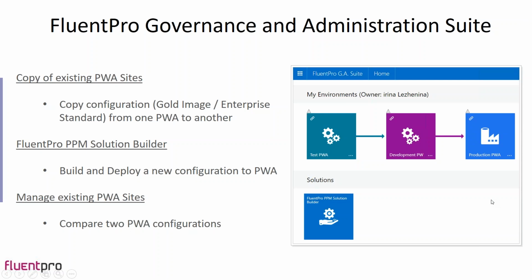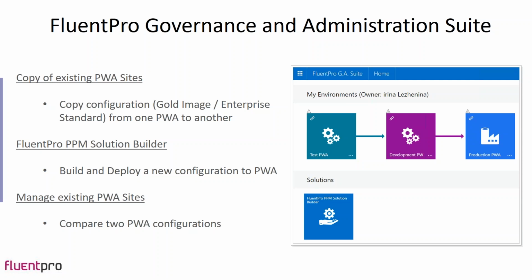The first tool that we would like to quickly review today is G Suite, and how it can help in terms of expanding organizations' PPM capabilities through multiple PWA sites. It can actually help a lot, because it can help already creating new PWA sites. As you provision your PWAs, you can easily upload your gold image or enterprise standard from one PWA to another, and start working with your new PWAs right away. It makes the process very easy and automates the whole process.